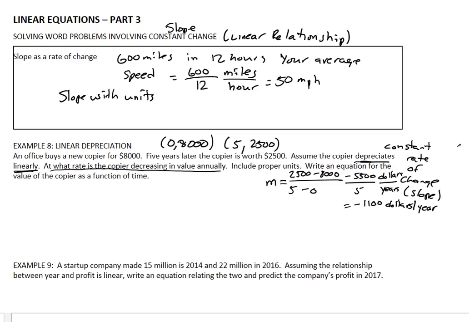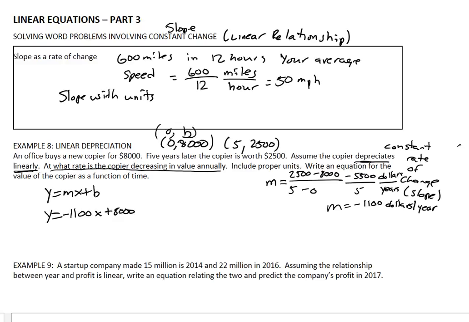Now we want to write an equation for the value of the copier as a function of time. We could write it one of 2 ways. The easiest, quickest way in this case is y equals mx plus b, because we have our slope, so y equals negative 1,100x. We also have our y-intercept, because remember, our y-intercept is always when the x value is 0. So it'll be plus 8,000. That would be an equation.